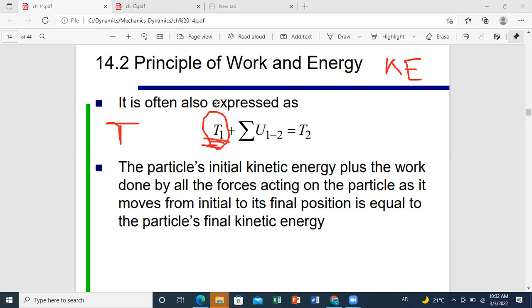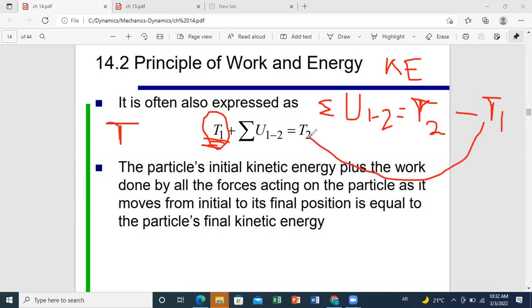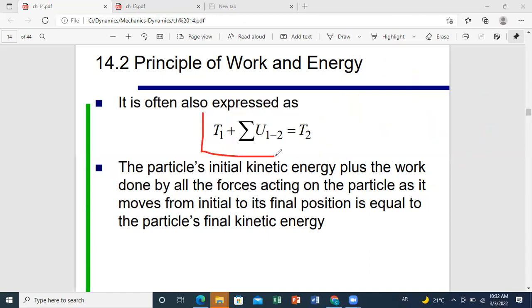So we have demonstrated in the previous slide that the sum of work between state 1 and 2 is equal to the kinetic energy, or T, at state 2 minus T at state 1. So if you take the kinetic energy at state 1 to the other side, you get this form of the principle of work and energy, stating that the initial kinetic energy of the system plus the sum of work of all forces acting on the system is equal to the kinetic energy at the final state.